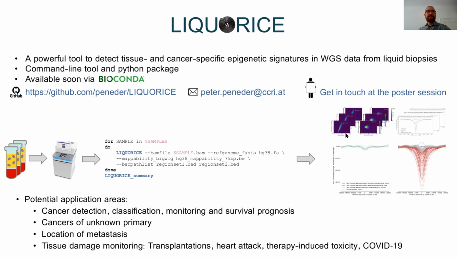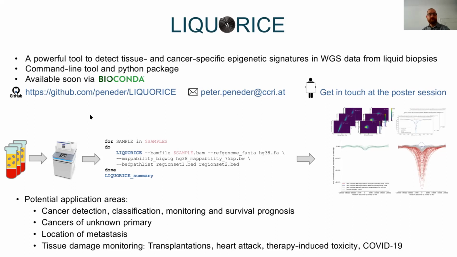I want to use this opportunity to advertise our tool, LIQUORICE, a little bit more. As you've seen, LIQUORICE is a powerful tool to detect tissue and cancer-specific epigenetic signatures in whole genome sequencing data from liquid biopsies. It will be available very soon as a command line tool and Python package via Bioconda. At the moment, it's available for manual installation on our GitHub account, github.com/peneder/LIQUORICE. And you can also write me an email or get in touch at the poster session if you're interested in using LIQUORICE on your own samples or if you have any further questions.